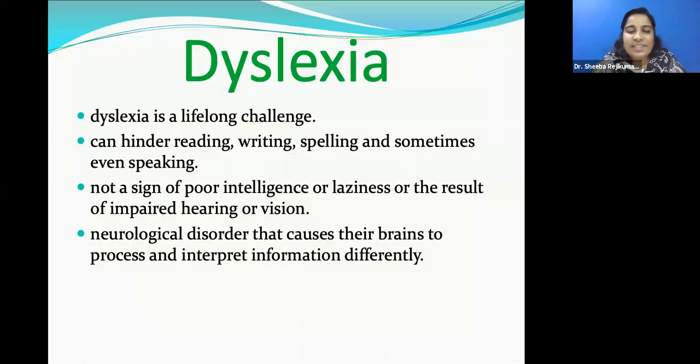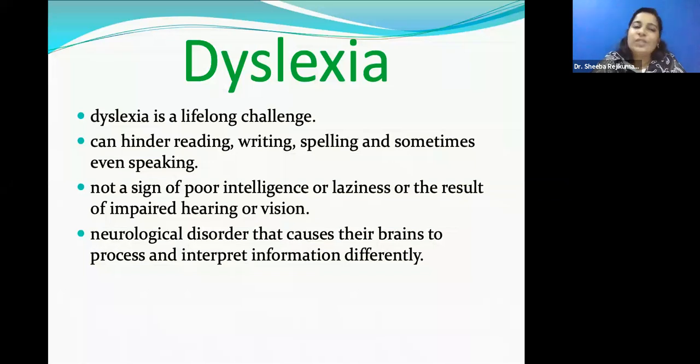It is a neurological disorder that causes their brains to process and interpret information differently. That's a problem with them. They are not processing the information correctly, just as we do. So what we have to do is show some empathy to them, other than giving them hard tasks, and find out what they can do. So remember that it's a lifelong challenge. Dyscalculia, all these LDs can be a lifelong challenge, but you have to find out a proper way to manage it.